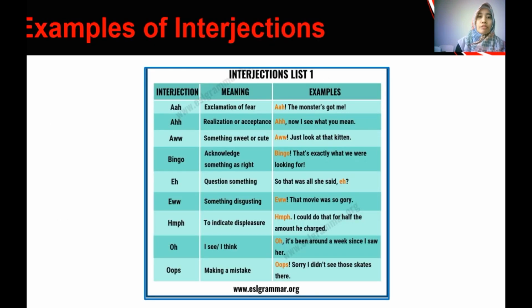Okay, these are the examples of interjections. We have so many here, like ow, bingo, a, you, oh, and oops. I will just discuss a few of them. Okay, the first one, for example, is an exclamation of fear. So every interjection has its own meaning, which differs from other interjections. For example, here we have two but they convey different meanings. The first one is the exclamation of fear. For example, the monster got me.